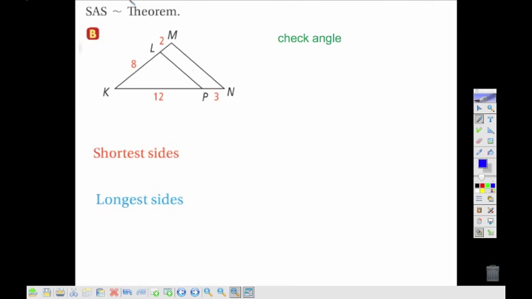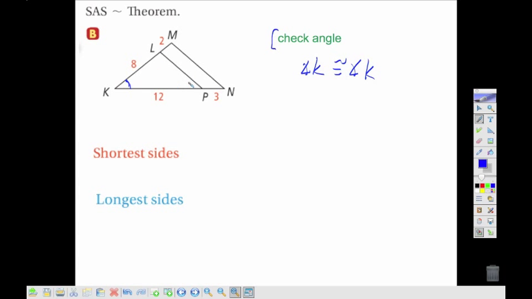Next, we'll look at using the side-angle-side similarity theorem. And in this one, notice we have two overlapping triangles. So the first thing we want to do is look for an angle for using side-angle-side. Notice that we have a shared angle here at angle K. So that's going to be congruent for both of those triangles.